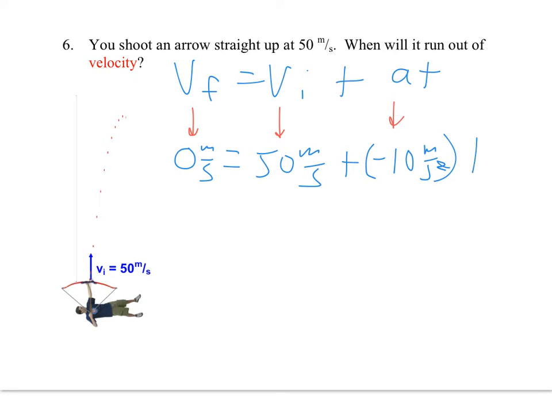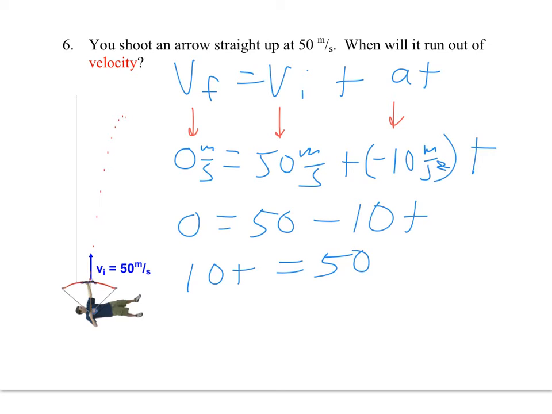In this case, our unknown is the time. So here's the equation. This is what we need to solve. Let me just rewrite this a little bit simpler: 0 is equal to 50 minus 10 times t. Here's our algebraic expression. I'm going to move the 10t over to the other side by adding it to both sides of the equation. 10t is equal to 50, and if I divide both sides of the equation by 10, I get my answer of 5, and because I've solved for time, this is a time of 5 seconds.